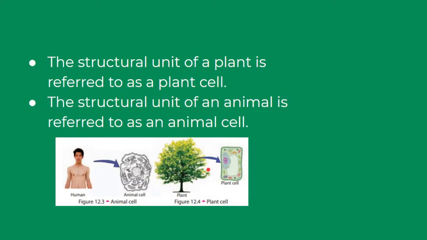Yes. So, a structural unit of a plant is referred to as a plant cell. And the structural unit of an animal is referred to as an animal cell. So, if a cell forms an animal structure, it's an animal cell. If a cell makes a plant structure, then it's a plant cell.